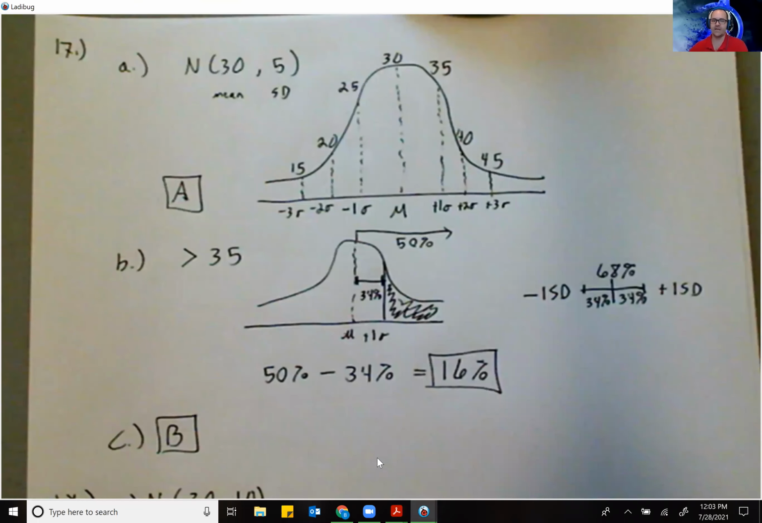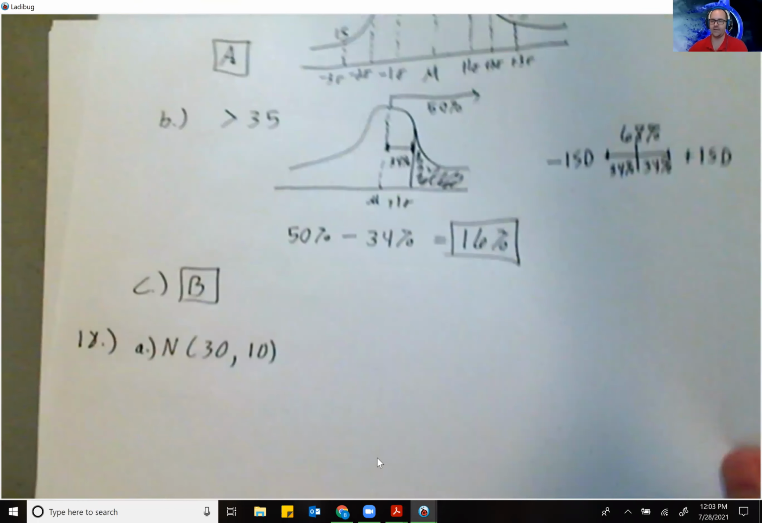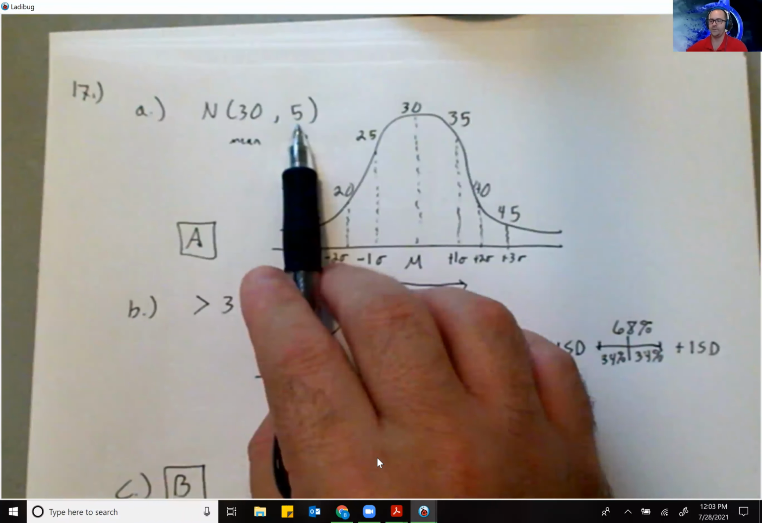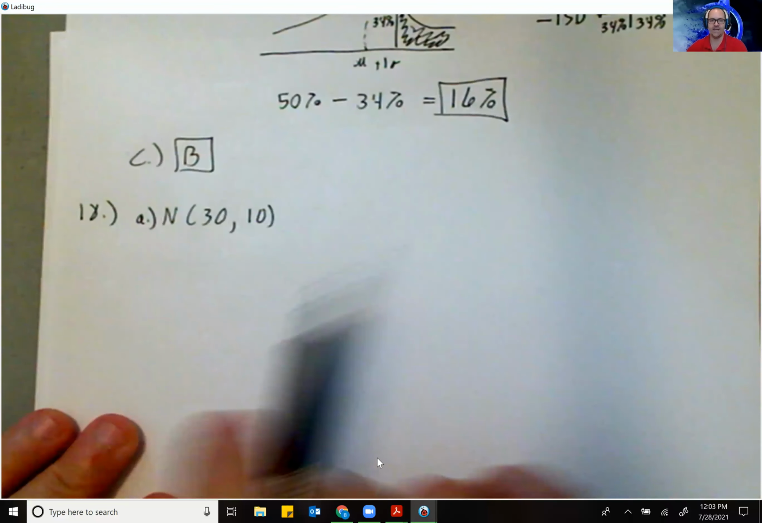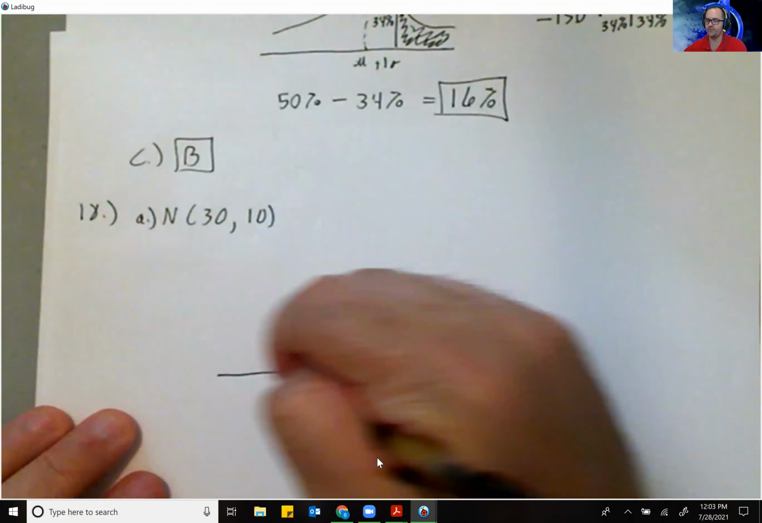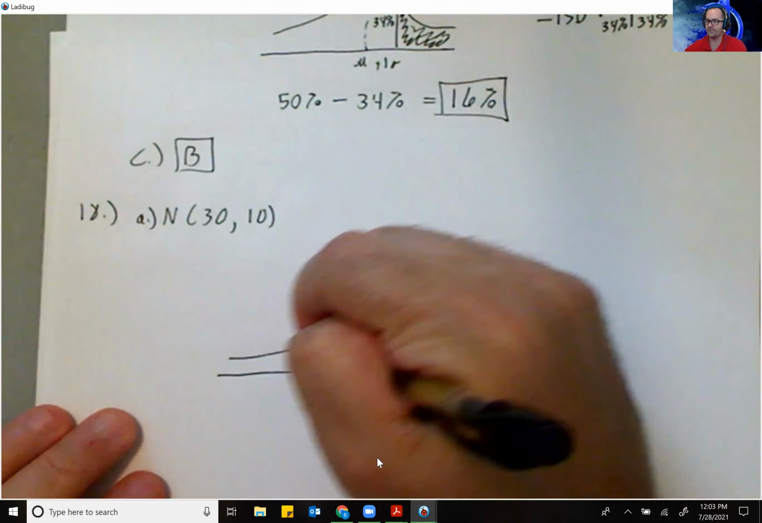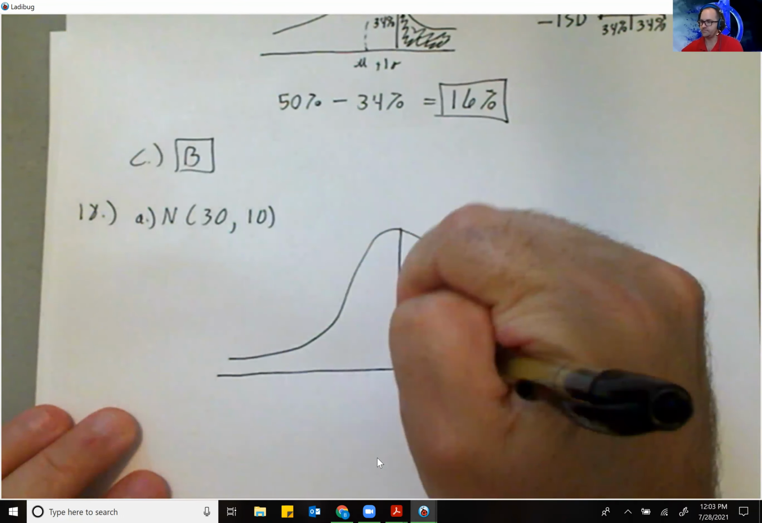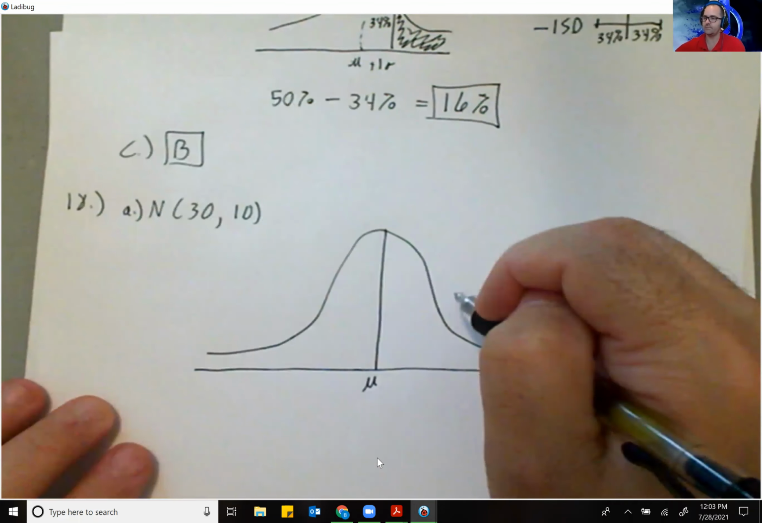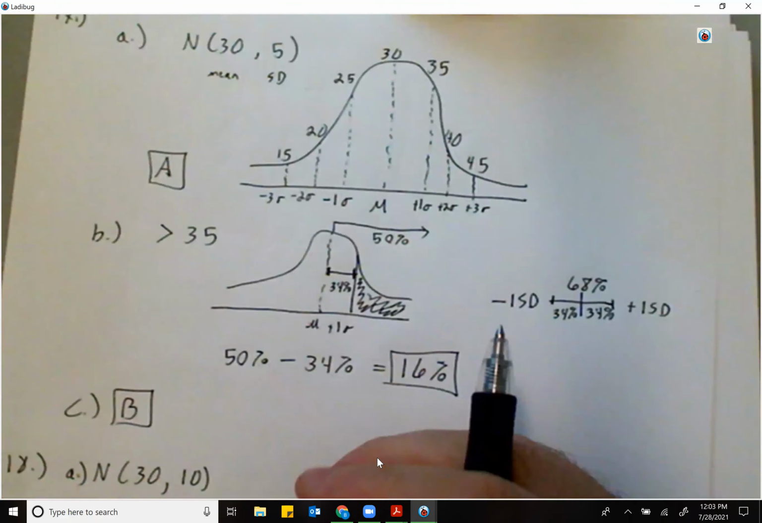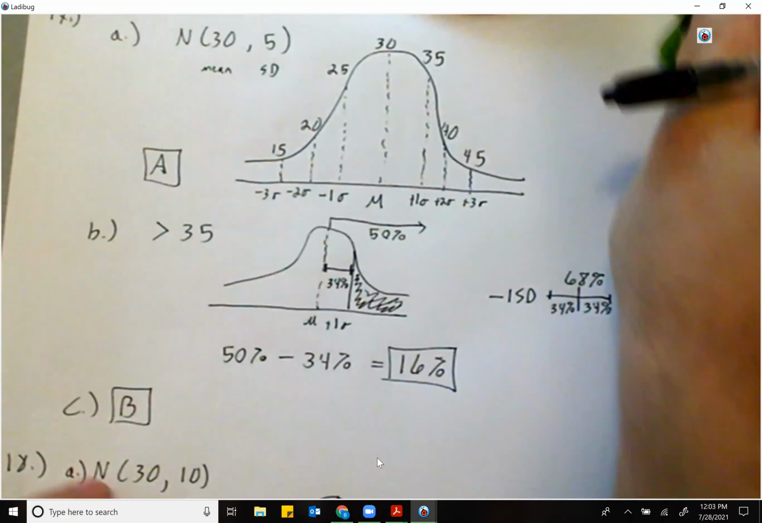Easy thing about this is, there's really a small difference. The only thing between these two problems that's changed is that this was a 5. This is now a 10. So it's pretty much going to be the same curve, except we'll be counting by tens. Let me make that dotted. So it would be 30 in the middle and then just add and subtract 10. You got it.